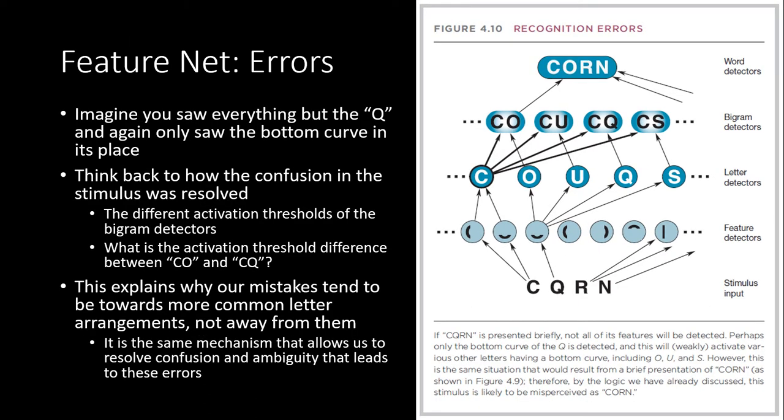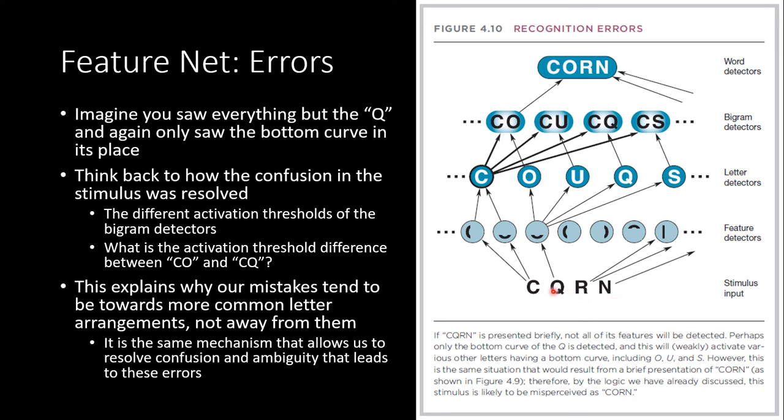Finally, let us look at errors. How is it that errors happen? And remember when we talked about the specific type of errors with word recognition. We make errors in the direction of higher frequency words, but very rarely, if ever, in the direction of lower frequency words. Now, this again happens at the bigram detector level. So this time, instead of being presented with the word corn, we're presented with CQRN, which I'm not really sure how you'd even pronounce that.